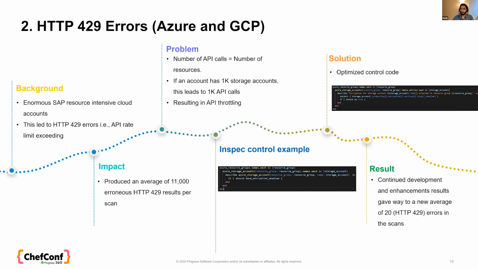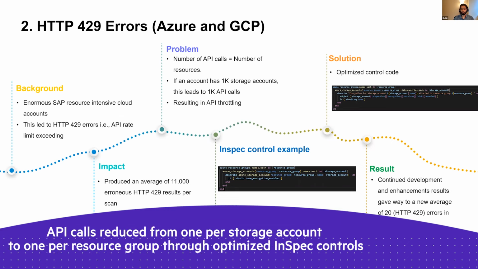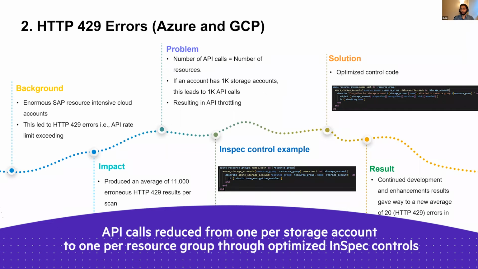So as you can see in the screenshot mentioned under the solution component there, we changed the control implementation, wherein we were just getting all the attributes related to all the storage accounts under a particular resource group through a single plural API call. So what this means is we were able to significantly reduce the number of API calls from one per storage account to one per resource group.